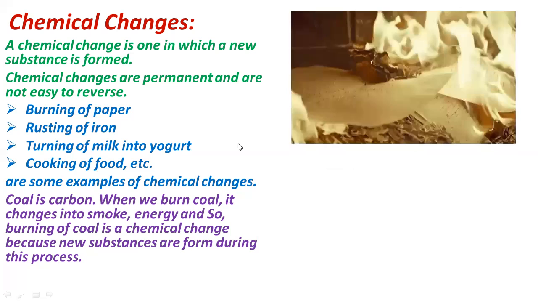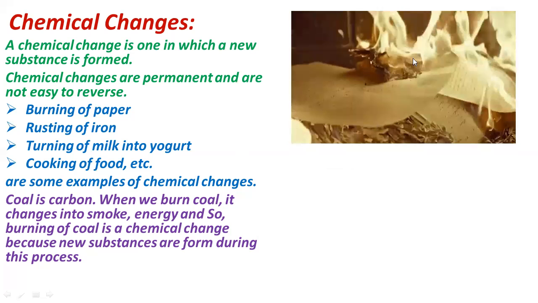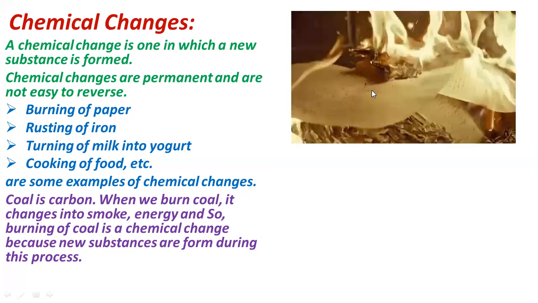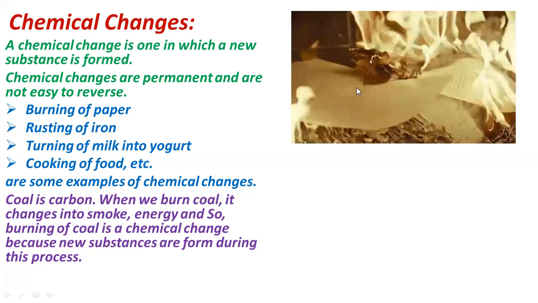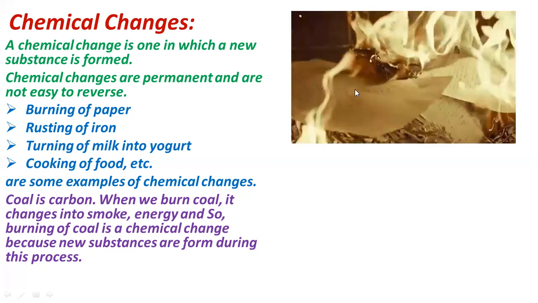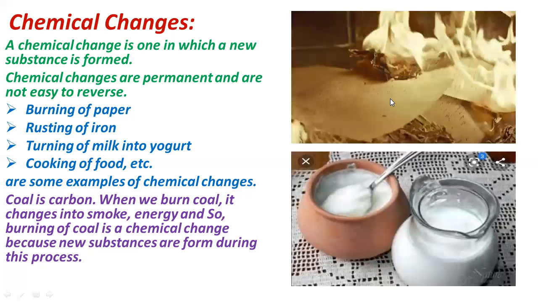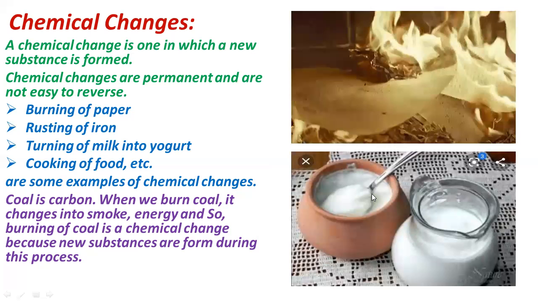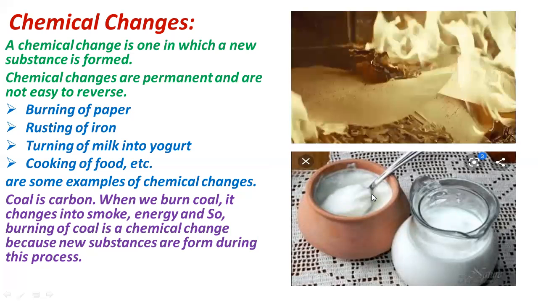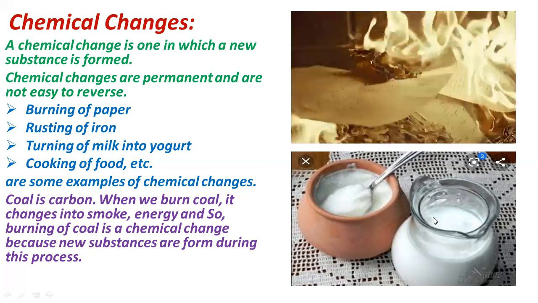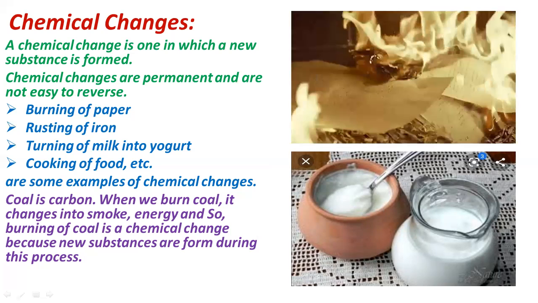So you can see here that the burning of paper, which turns into ash, is an irreversible process. We cannot convert the ash back into the original paper. So it is a chemical change. Then conversion of milk into yogurt is also an irreversible change, and you cannot convert the yogurt back into milk. So it is also a chemical change.